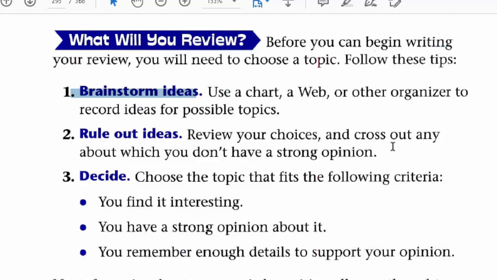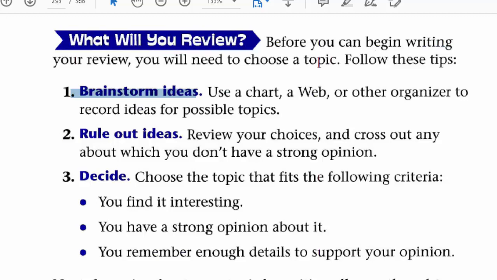Review your choices and cross out any about which you don't have a strong opinion. So cross out the ones that you do not have a strong opinion about, or you don't have clear evidence to support your opinion. It's not enough to select a topic only because you like it. You need to think, how can I prove it? How can I convince the readers? Do I have enough reasons?